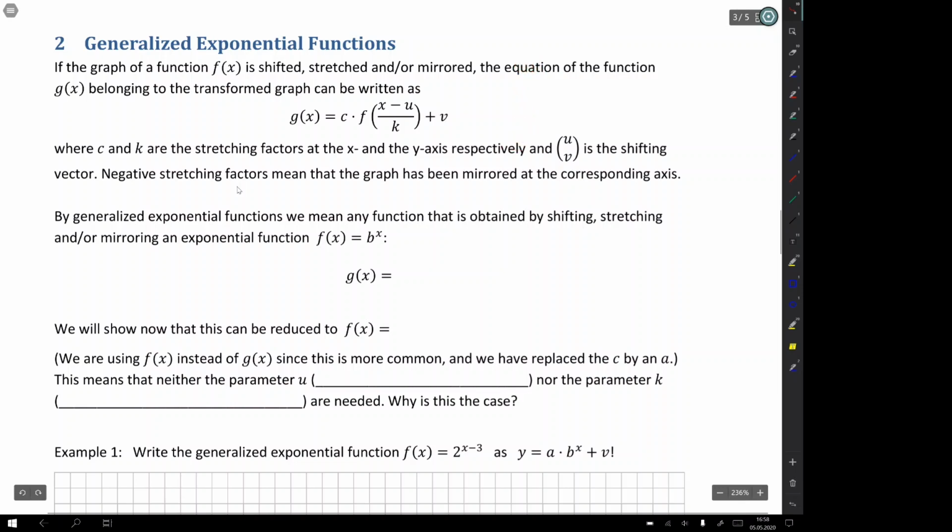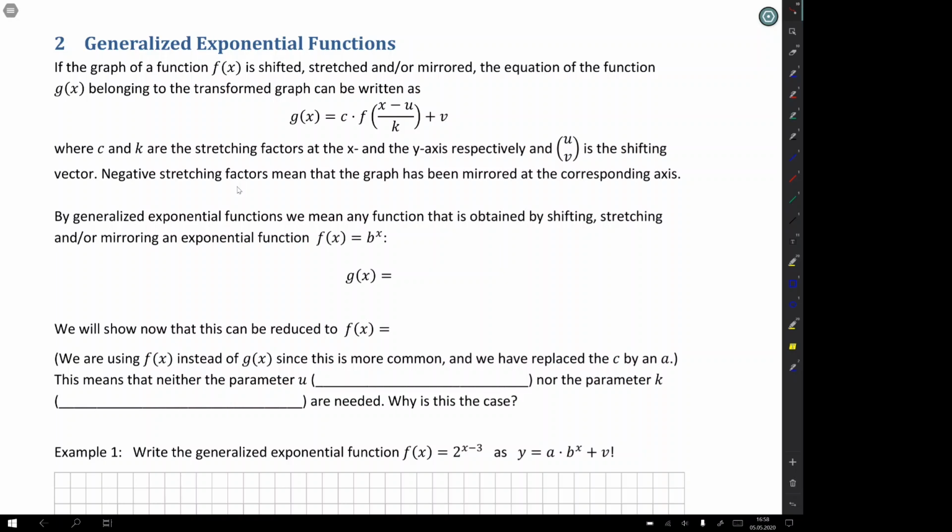And (u, v) is the shifting vector, so we shift the whole thing by u to the right and v units up. A negative stretching factor means that the graph has additionally been mirrored at the corresponding axis. And it is always stretching before shifting. If it is in the same direction, this is relevant.